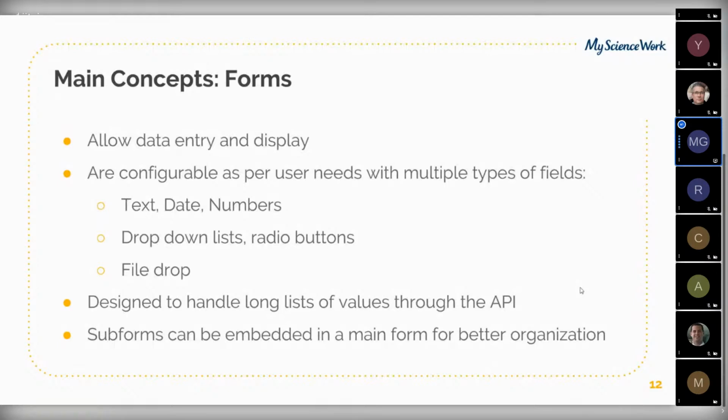It could handle long lists of values through the API. You could say, well, if I have, let's say, all the researchers as one of my dropdowns, and I have thousands of researchers, you don't want to upload them all when you load the page. You want them to be loaded as the user types. So we can do that with REST APIs that are going to be called from the single page application to the backend, and then things are going to be retrieved as the user types. So that's a bit of optimization in there, and we can even embed some subforms into the forms.